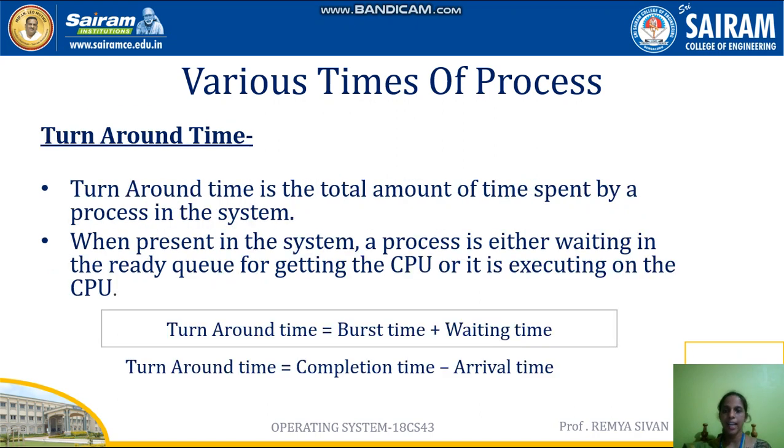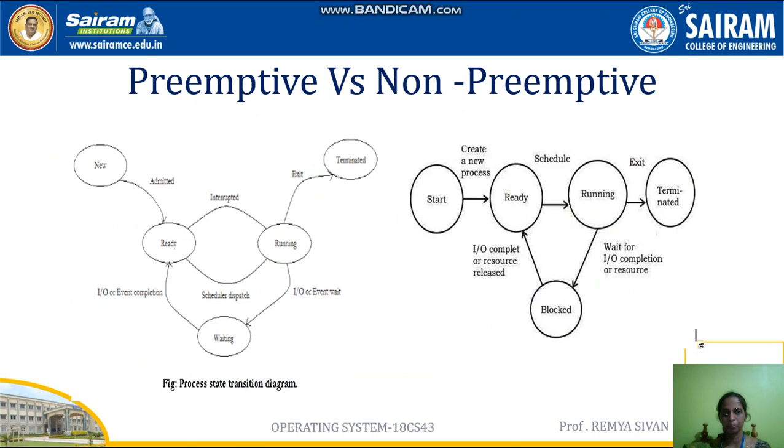And the last one is turnaround time. Turnaround time is the total amount of time spent by a process in the system. When present in the system, a process is either waiting in the ready queue for getting the CPU or it is executing on the CPU. So turnaround time is the burst time plus waiting time, or you can calculate turnaround time as completion time minus arrival time.